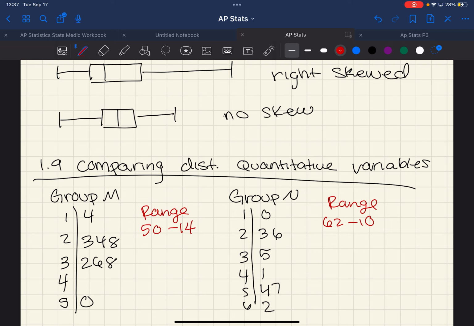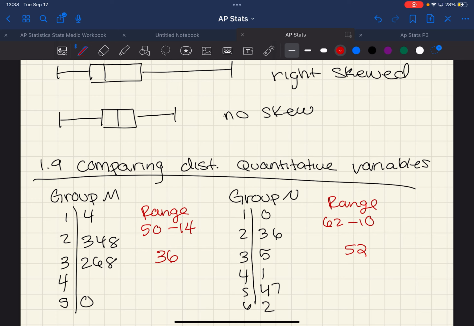Group N has a wider range of weights, with some animals being significantly heavier than any heavy animal in group M. So if we were to calculate that, I would have 50 minus 14, 36, and 62 minus 10, 52. So that means group N has heavier animals.